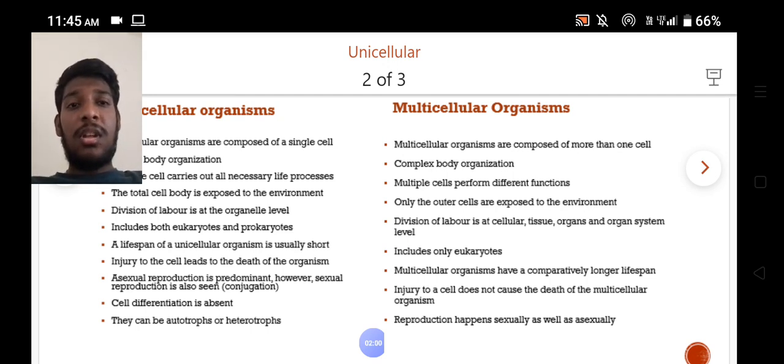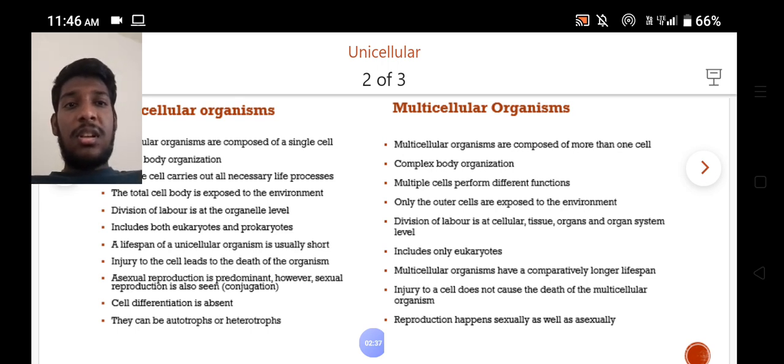The lifespan of unicellular organisms is usually not as long as that of multicellular organisms. But multicellular organisms have a longer lifespan compared to unicellular organisms. In unicellular organisms, injury to the cell leads to the death of the organism.